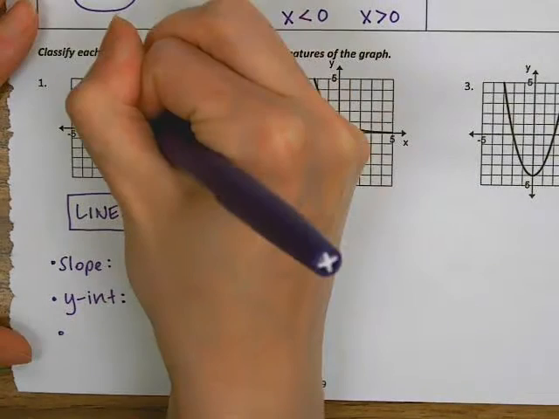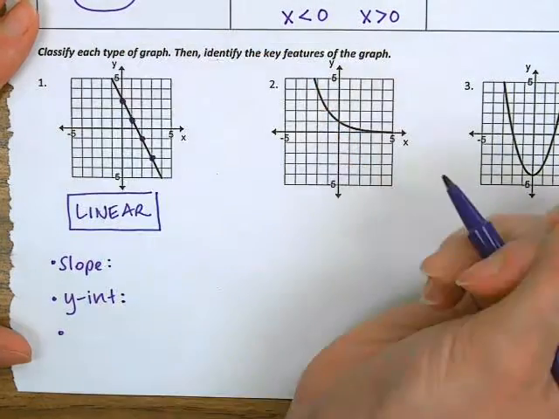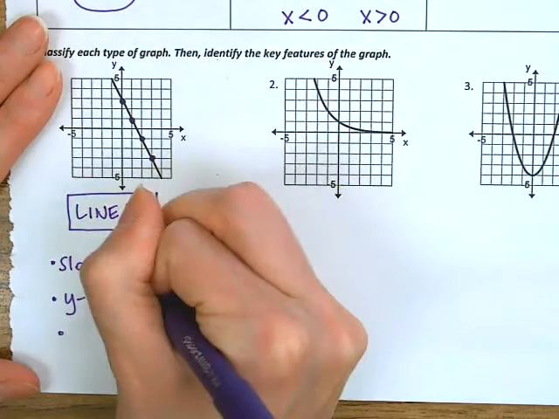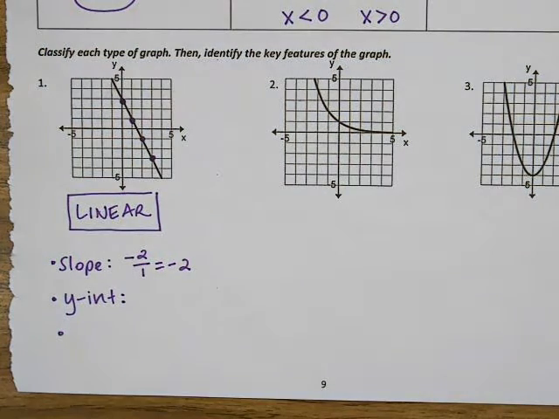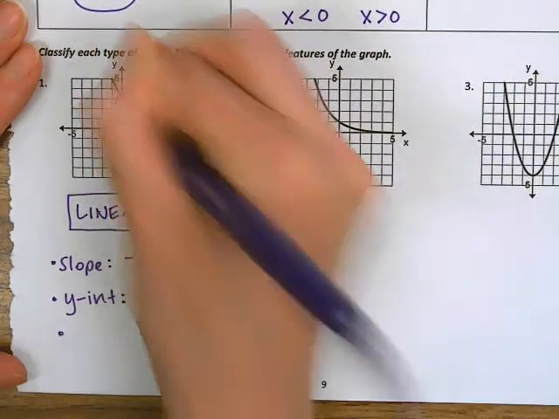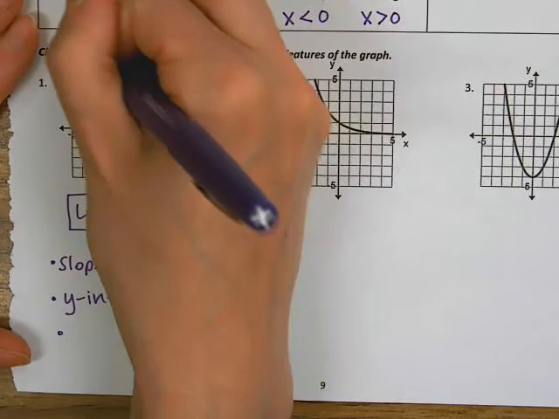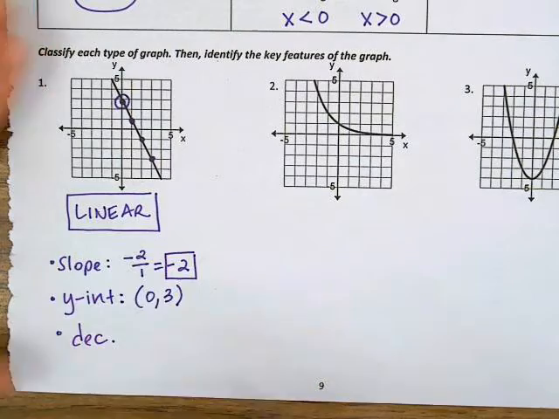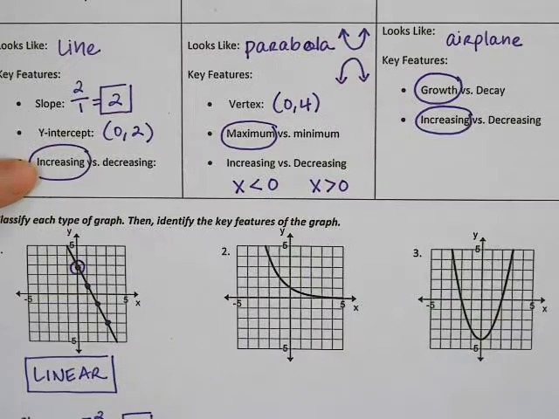Okay, so the slope. We're going to pick two points, and if we count, we're going down to right 1, down to right 1. So the slope is negative 2 over 1, or just negative 2. The y-intercept is where the line crosses the y-axis. That is up at 0, 3. And then it looks like the line is going down. It has a negative slope, so we're going to say that it is decreasing. And then notice I covered all three of these.